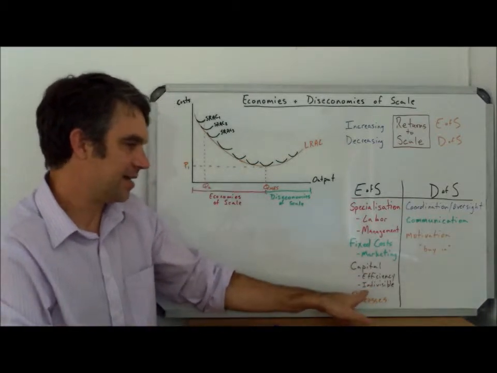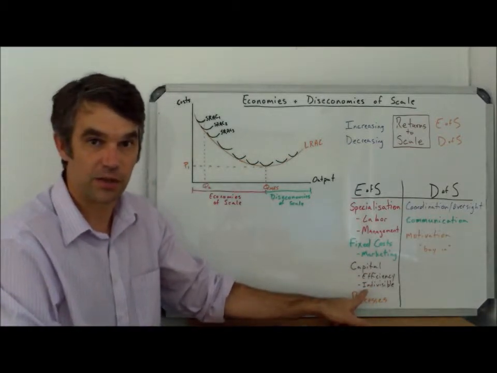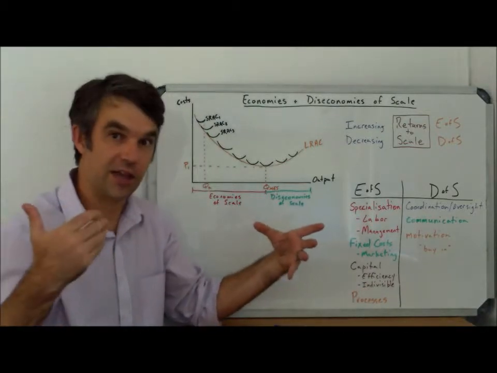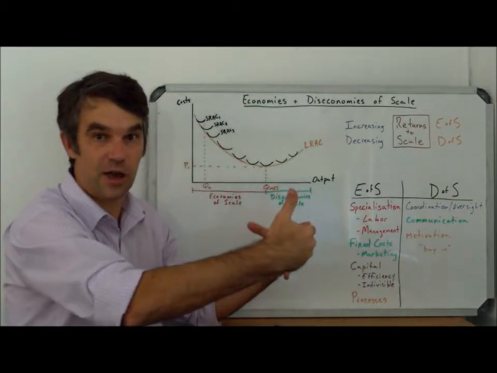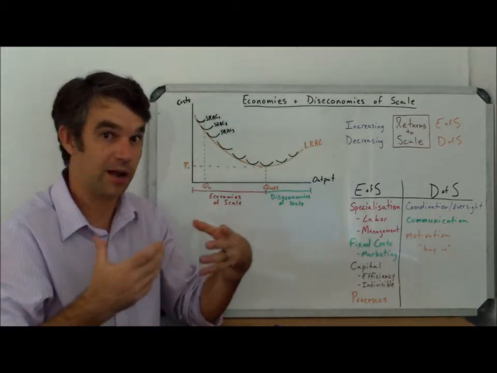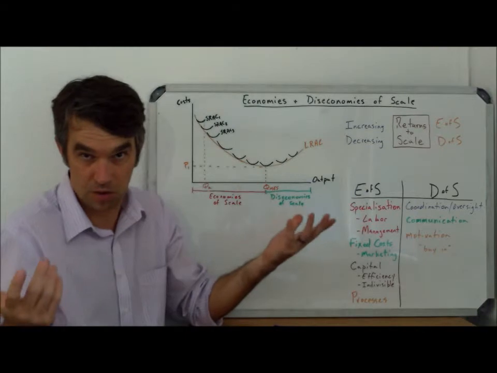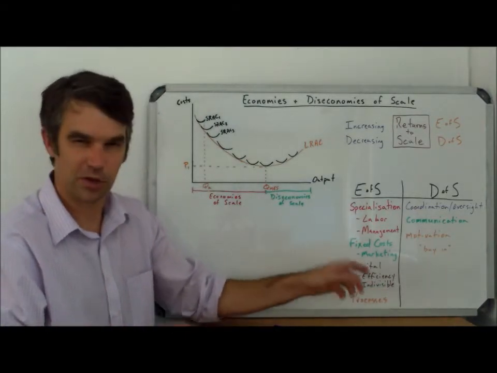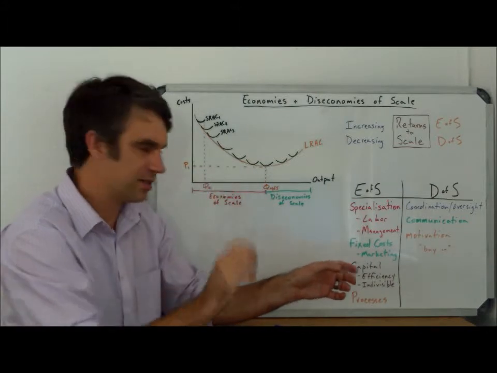Similar to that is the idea that capital is often indivisible. If I have a lot of output, I can hire a big truck to take all the output from my factory to where it needs to go. But if I'm only producing a few, it doesn't make any sense for me to hire or buy a big truck. Therefore, that capital is not divisible. You can't use it in smaller portions.